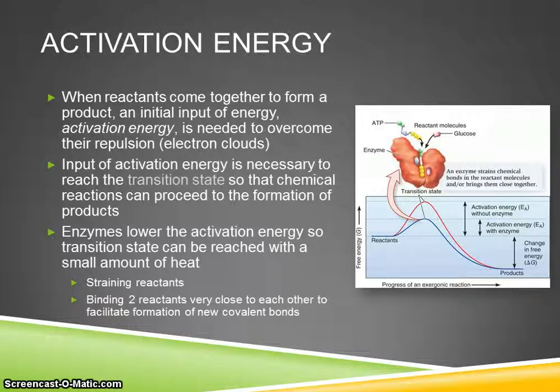So this is the reason why the rate of many chemical reactions is very slow on their own. Now, what enzymes do is they lower the activation energy needed, so the transition state can be reached with only a small amount of heat. And enzymes do this by straining chemical bonds in the reactant molecules and also by bringing them together to facilitate the formation of new covalent bonds.